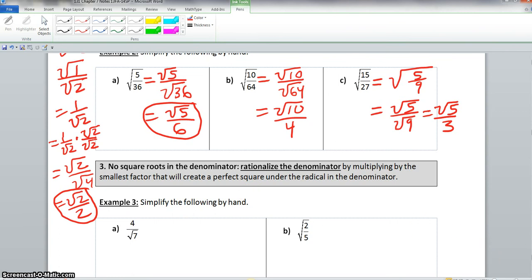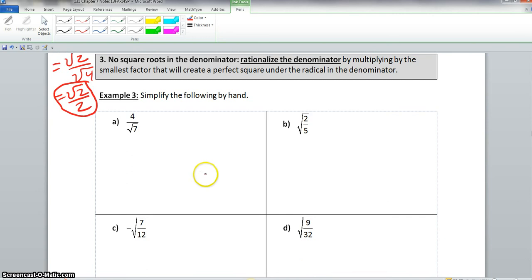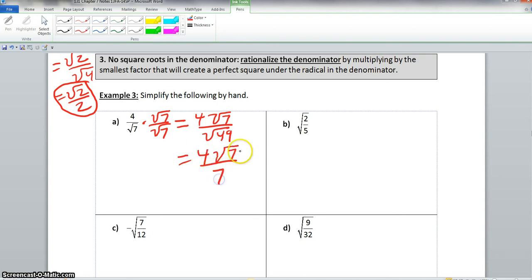Now we're going to apply this to this next problem here. Now we look here. Our denominator is the square root of 7. Since there are no perfect squares in 7, we will multiply the numerator and denominator by the square root of 7. So we will have 4 square root 7. Square root 7 times square root 7 is the square root of 49. So this would give us 4 square root 7 all over 7. And this is our final answer.